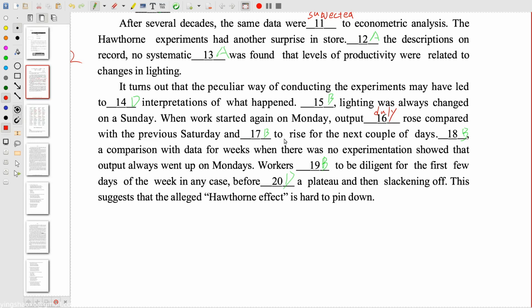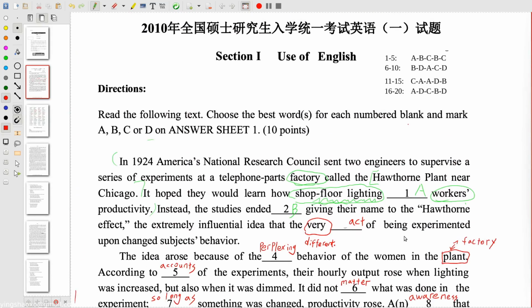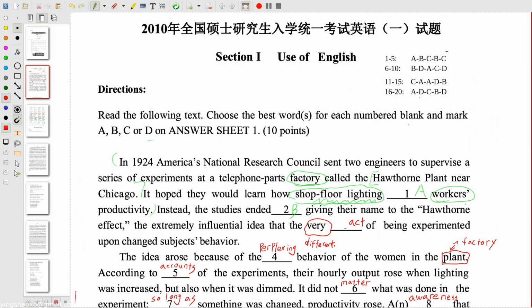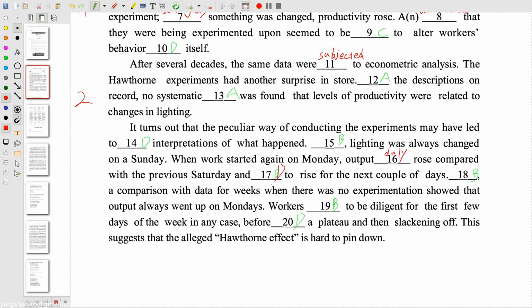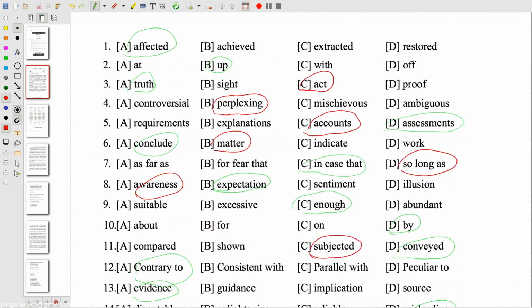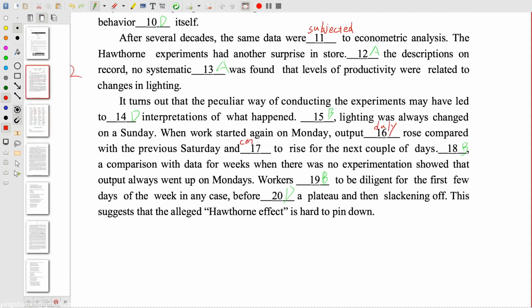Then let's go on with the 17. 17 should be D, but I chose the B there. Let's have a look at the D. Continued. When work started again on Monday, output duly rose compared with the previous Saturday and continued to rise for the next couple of days. In other words, the lights changing on the Sunday had no effect on the productivity.